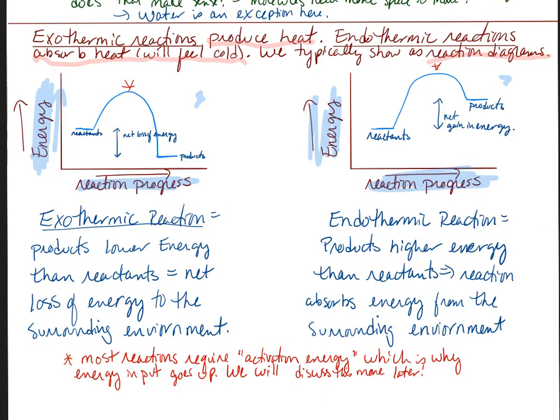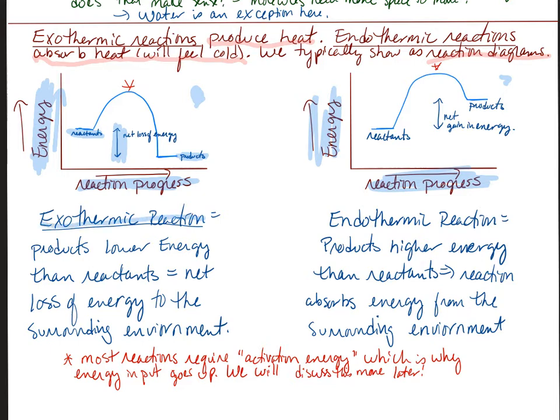So first, let's start with the exothermic reaction. We begin by seeing where on our energy scale the reactants are. After going through some type of process, the products have energy down here. So the difference between where we started and where we left is seen right there. The reactants have a higher energy than the products have. That means that this extra here was energy that was lost to the environment. And that's what we refer to as an exothermic reaction.